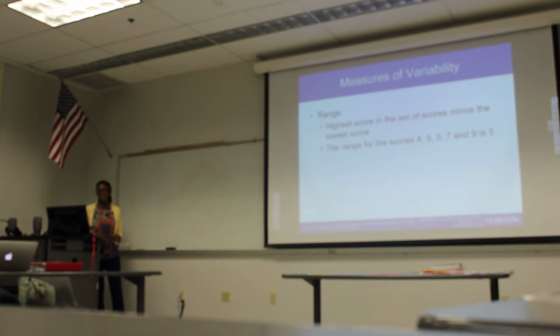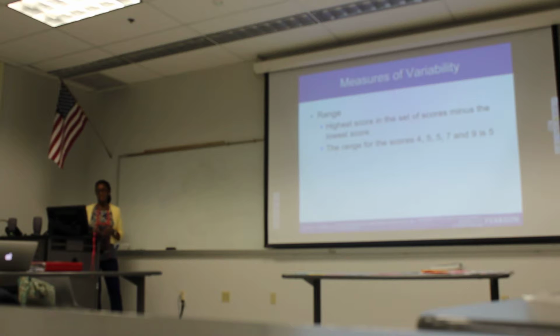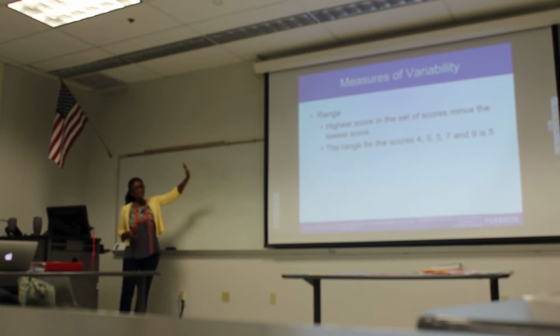The range is the high score in the set minus the low score. So the range for the set of scores 4, 5, 7, and 9 is 5. You take 4 from 9, and then you get 5, so that is the range.